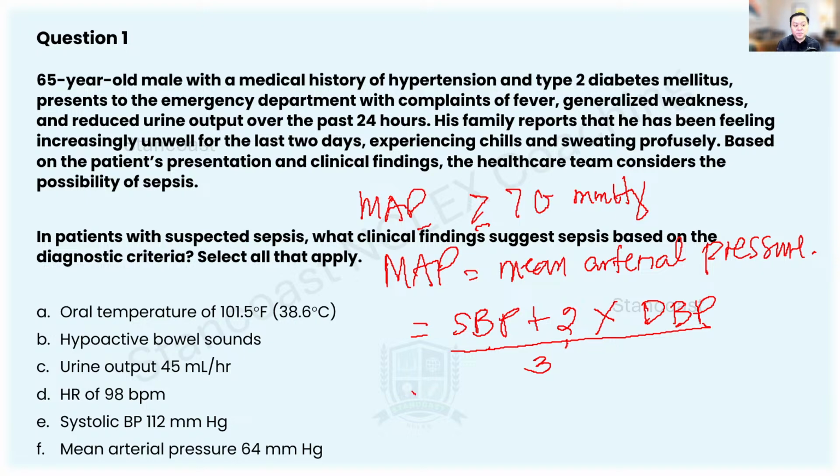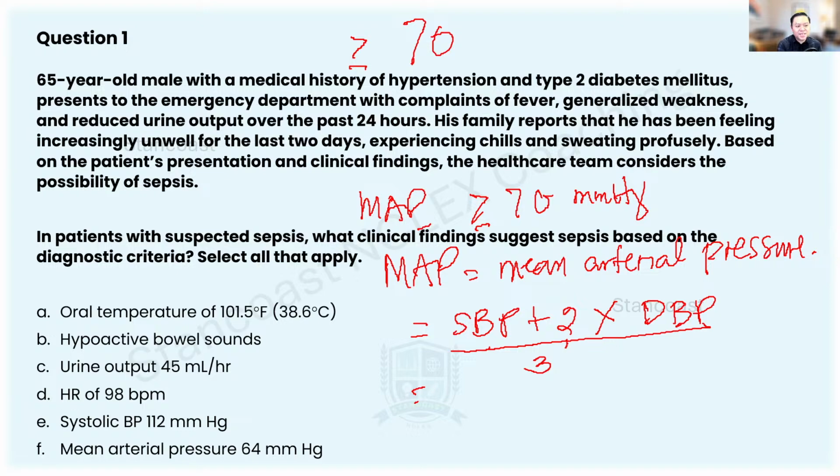Some facilities might accept a MAP of 68 as well. It can vary from one hospital to another, but again, 68 is on the low end. It's not considered really sepsis yet, but this is the time that you need to keep an eye on your patient. So don't forget, guys, 70 is the cutoff, normal.